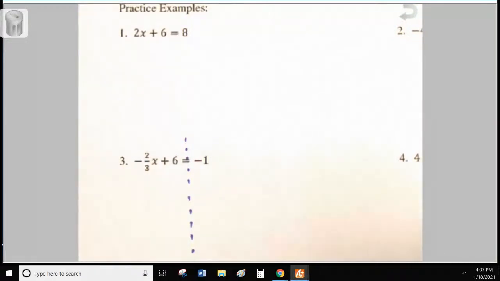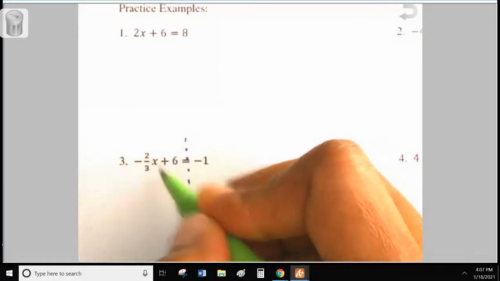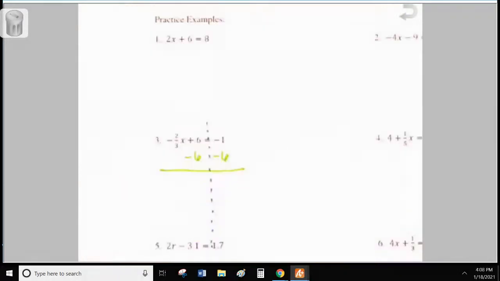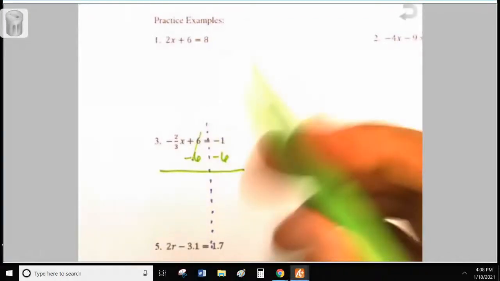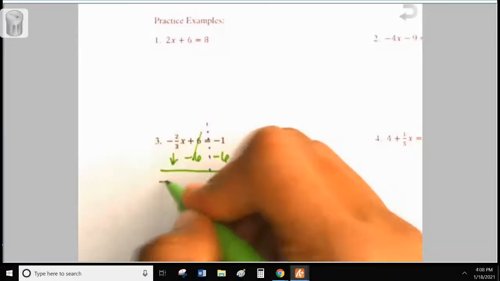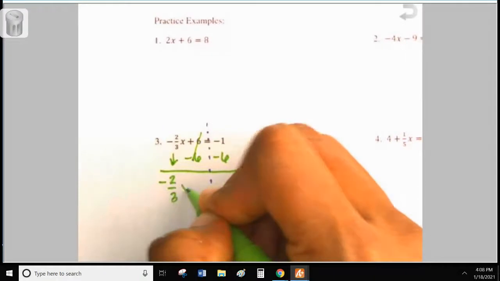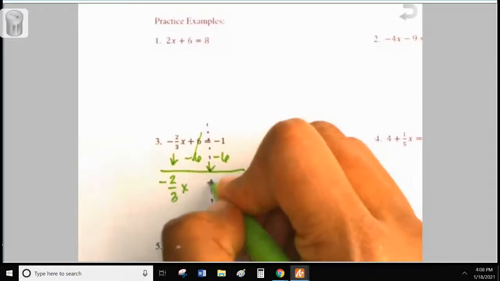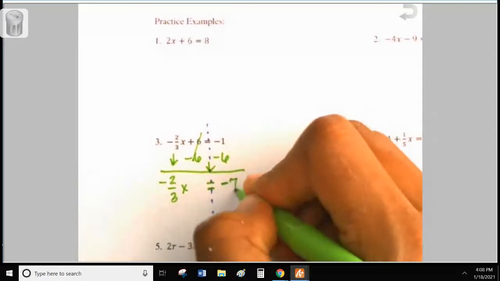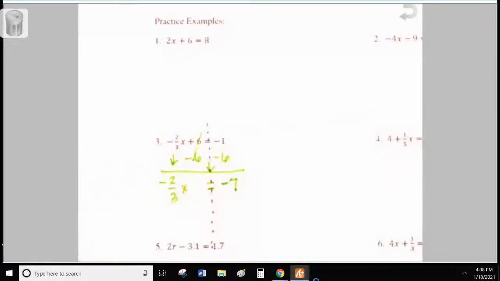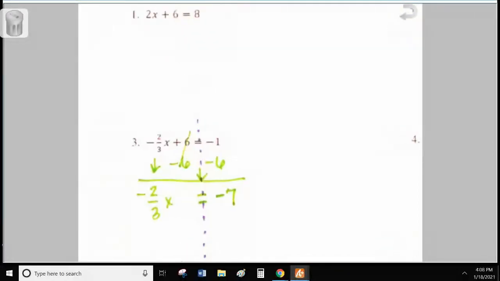So we're going to go right in and solve the plus 6 by subtracting 6. We're subtracting 6 from both sides. These 6's will cancel out. I'm going to bring down my negative 2/3 x and my equal sign. -1 and a -6 will become a -7. Now I'm left with this one-step equation where I clearly have division.